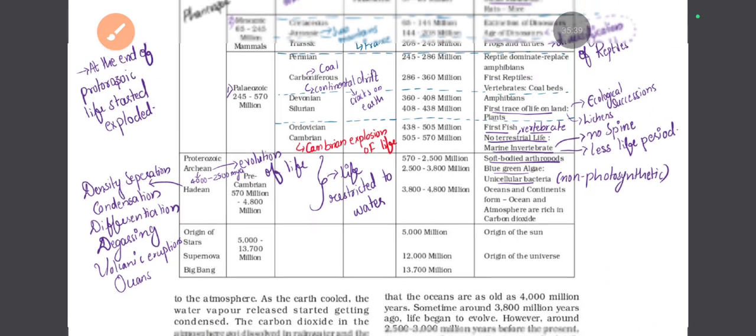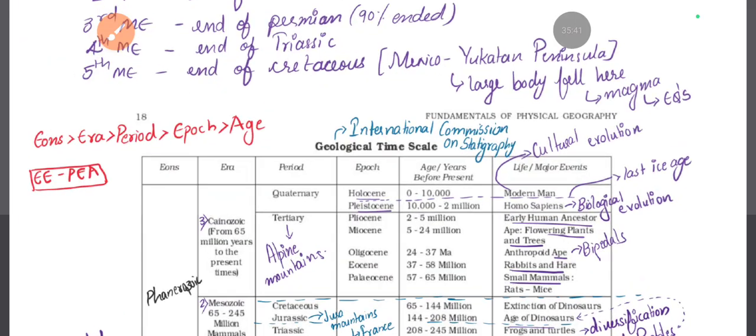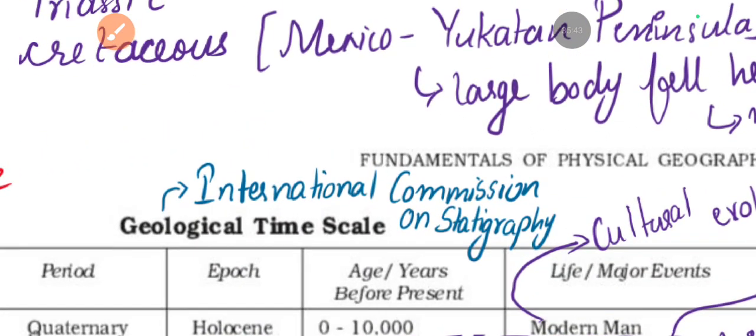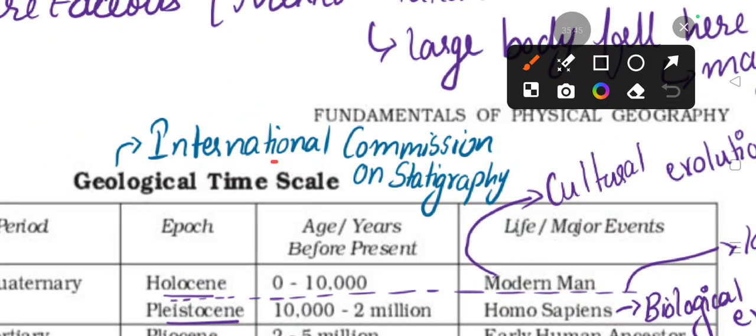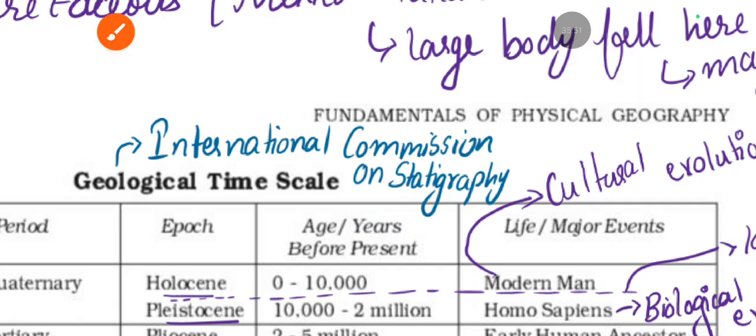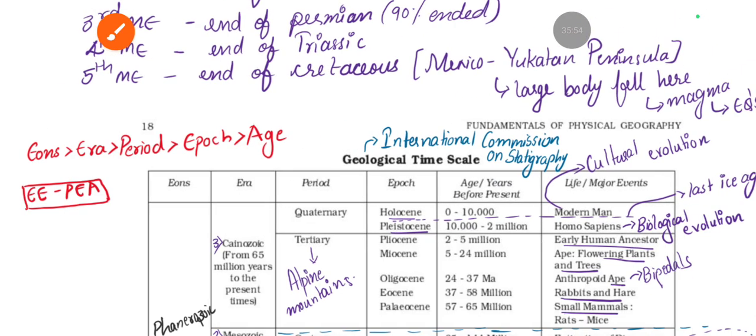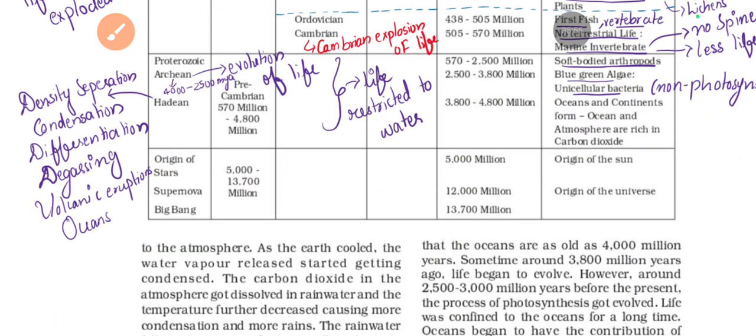Okay. So this is the geological time scale and the history of the Earth. Let me tell you, the geological time scale is given by a commission called the International Commission on Stratigraphy. Okay, this is the commission which gives this geological time scale. I hope you have understood everything in detail. Okay, let me repeat everything again.